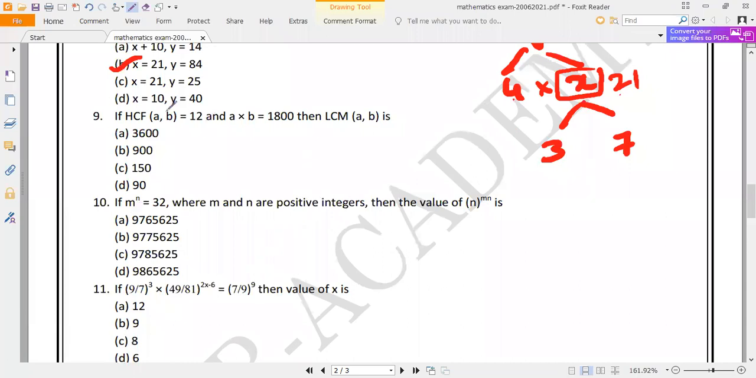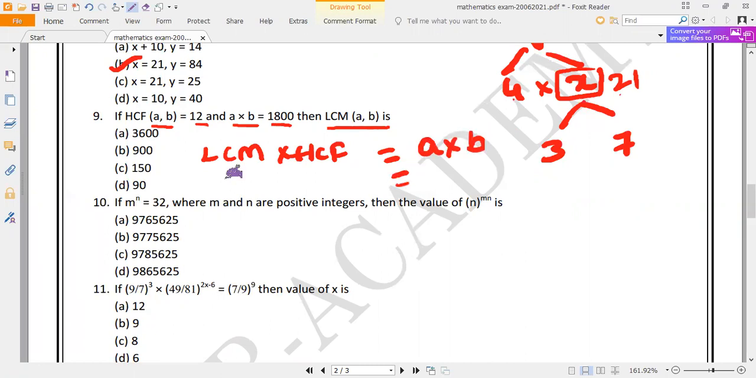Next, 9th sum. If HCF of A and B is 12 and A into B is 1800, then find the LCM of A and B. What is the formula for LCM and HCF? LCM into HCF is equal to the product of the two numbers, A into B. Here HCF is 12 and A into B is given as 1800.